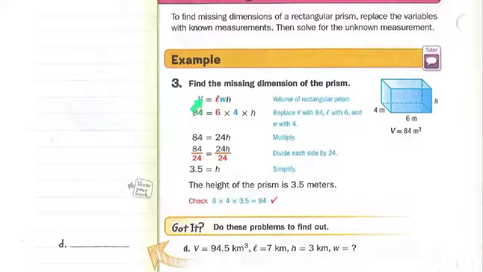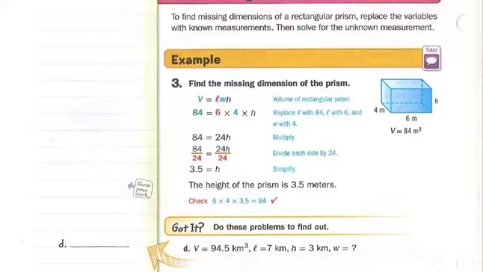Remember our formula, volume equals length times width times height. They will always give you two of the three, or they'll give you four. There's four variables in the equation. They will give you three of them, and you have to solve for the one that is missing. So in this case, you know that the volume of this prism is 84 meters cubed. It has a base length of 4 and a base length of 6, and we do not know the height.